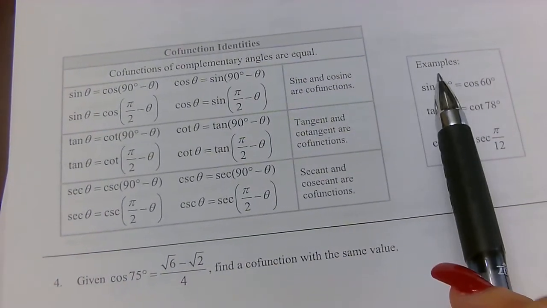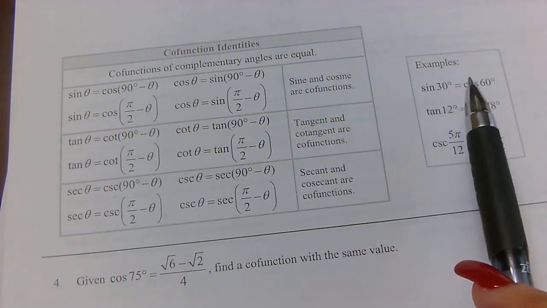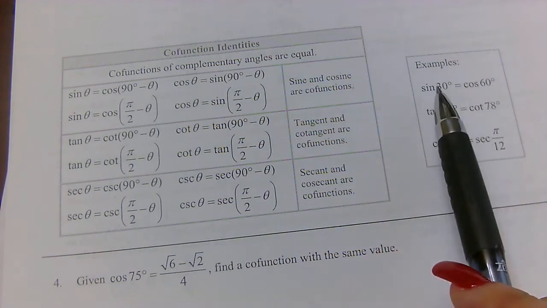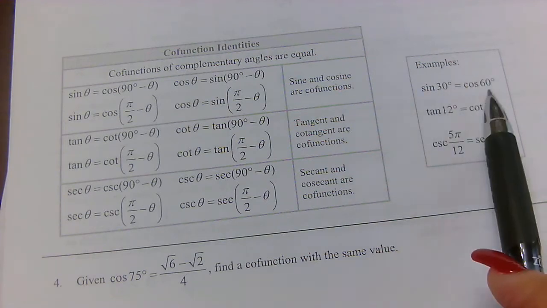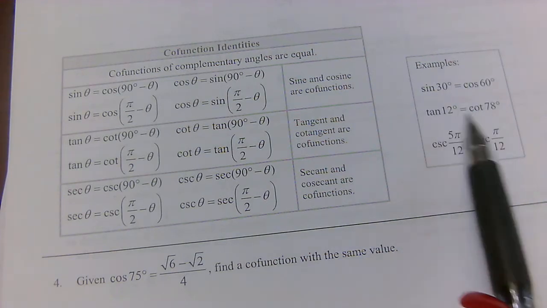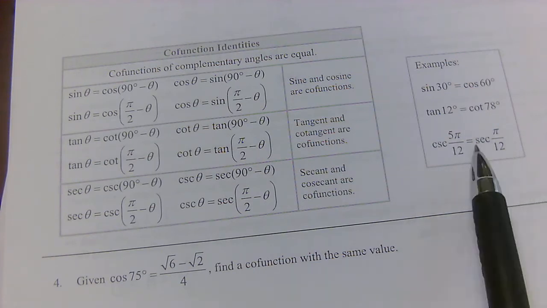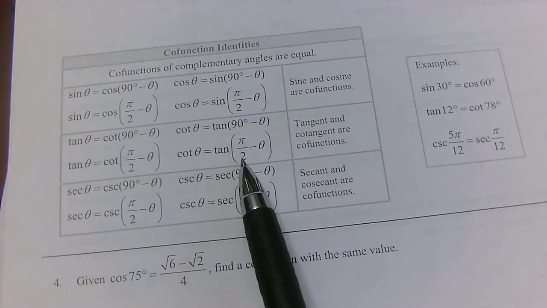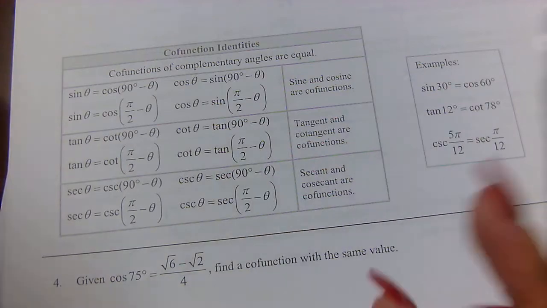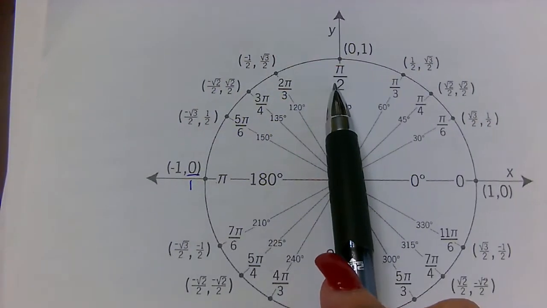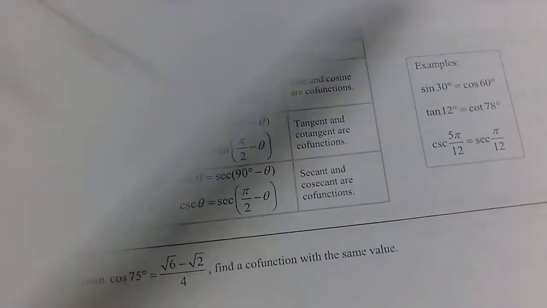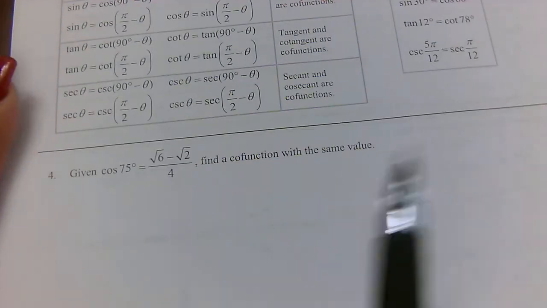Okay, so here's your example. If you have sine of 30, it's going to equal cosine of 60. The two angles add up to 90 degrees, always. If you're looking at radians, the angles have to add up to pi over 2. Remember, pi over 2 is the exact same thing as 90 degrees. All right, let's go ahead and go on to the next one.